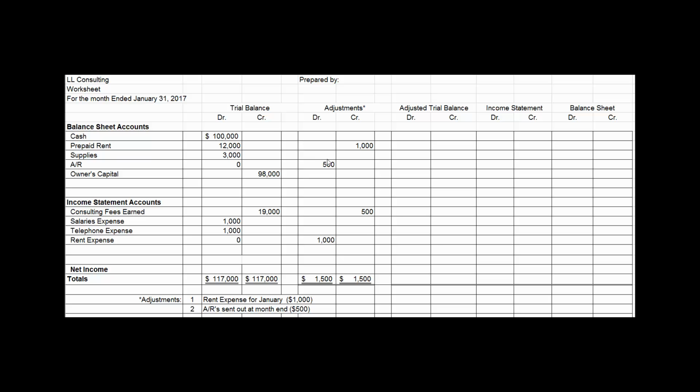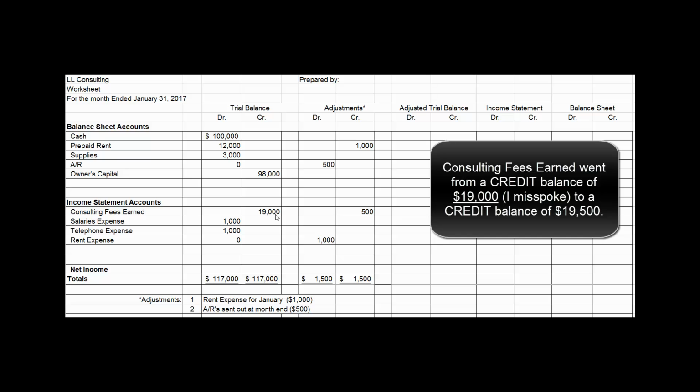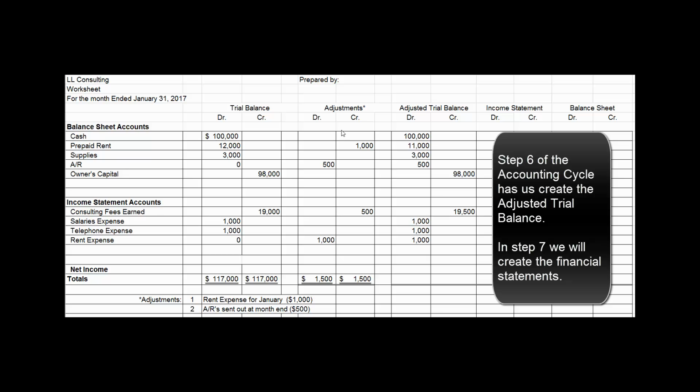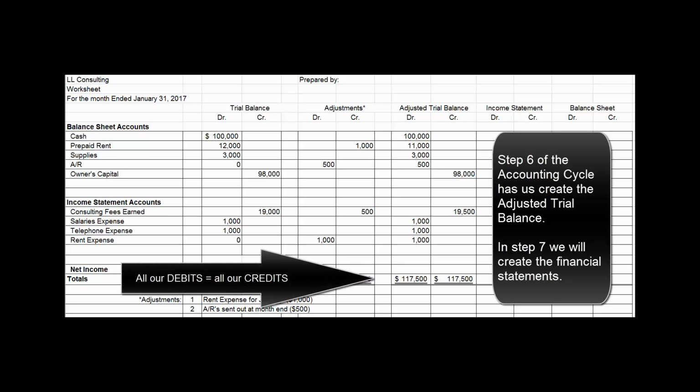Its debit balance of $0 went to a debit balance of $500. Owner's capital didn't change. Consulting fees went from $19,500 credit to $19,500 credit. Salaries expense is still a $1,000 debit. Telephone is still $1,000. And now we have rent expense, which had a $0 balance, now is going to have a $1,000 debit balance. So when we very carefully adjust our trial balance numbers by the adjustments in the 2 columns for the adjusting journal entries, we end up with an adjusted trial balance. And just as in the trial balance and just as in the adjusting column, now the adjusted trial balance should have equal debits and credits.